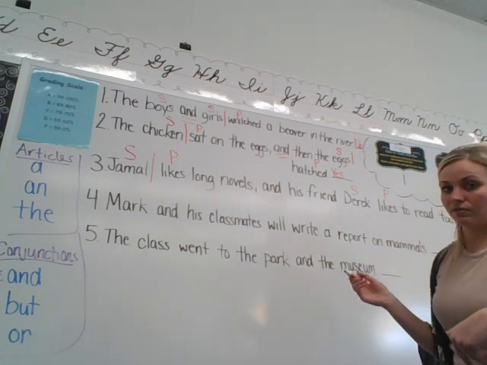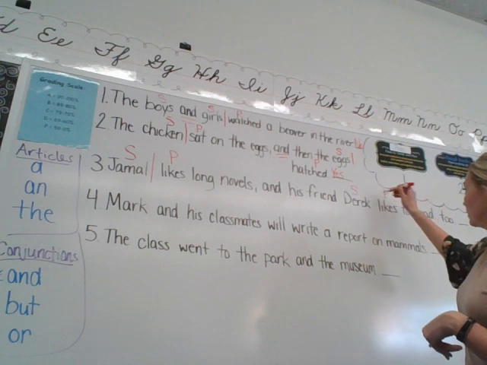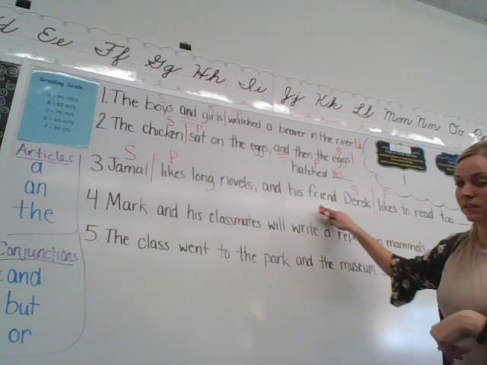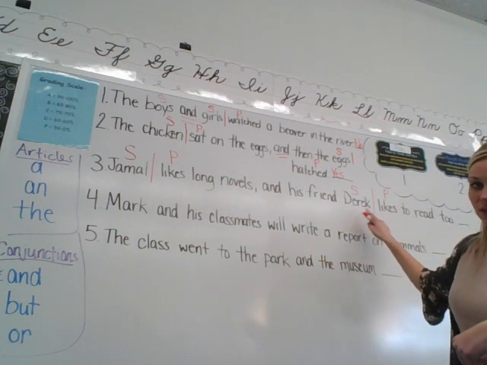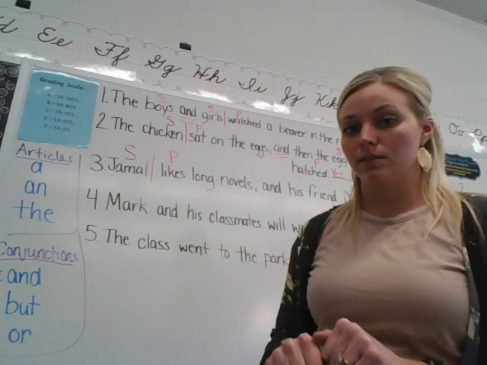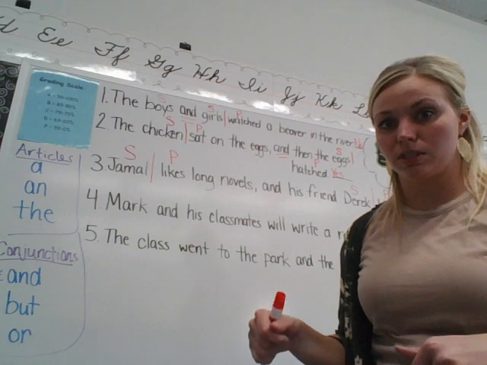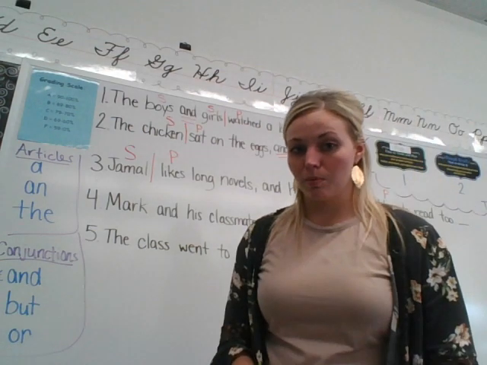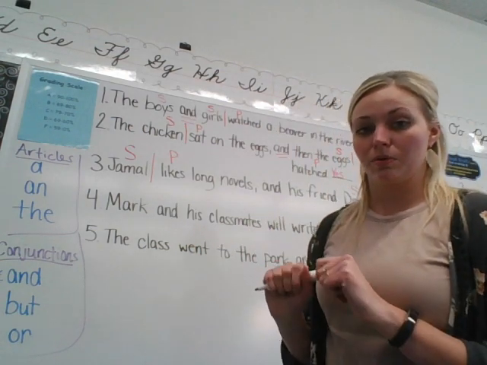So we're going to separate it after Derek, because this is what the sentence is about, right? That's our subject. And he likes to read. That's telling us about our subject. Our predicate tells us about our subject and what our subject is doing. Okay, on number 4, okay, we forgot to finish number 3.